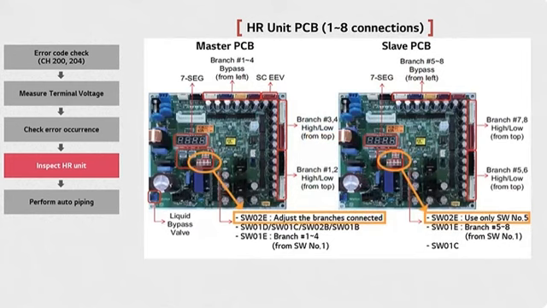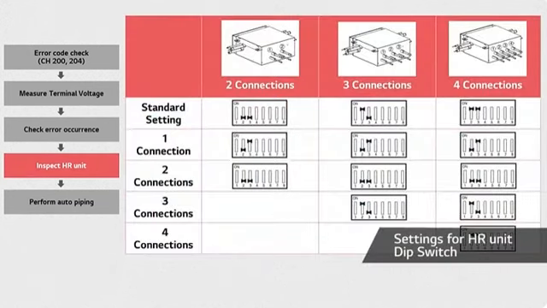On the other hand, for 8 branches HR units, the setting for the indoor units can be done by modifying the master main PCB's dip switch, number 2, 3, and 4. A picture of an 8 branches HR unit's PCB is shown. The dip switch has to be set according to the number of indoor units and branches connected.